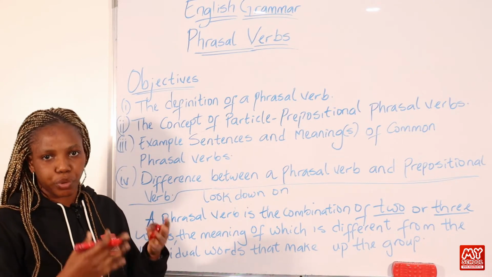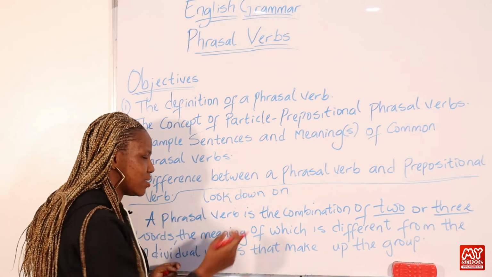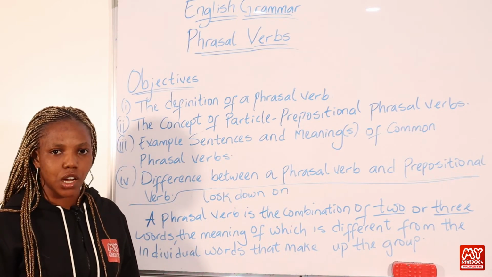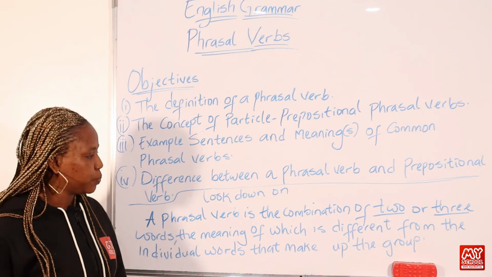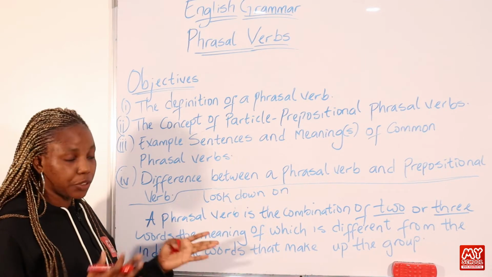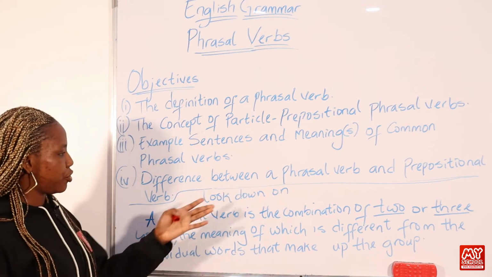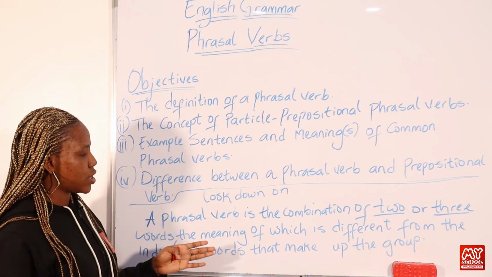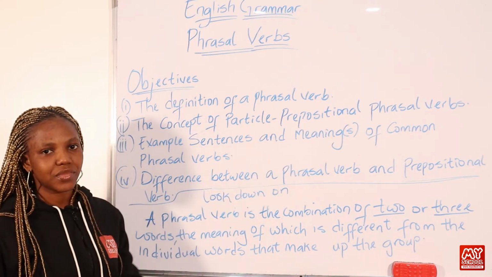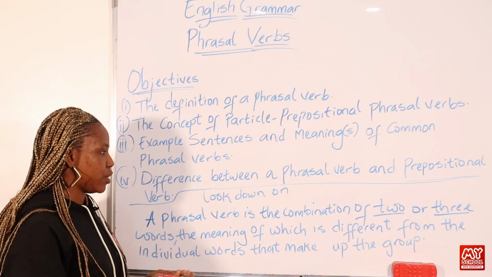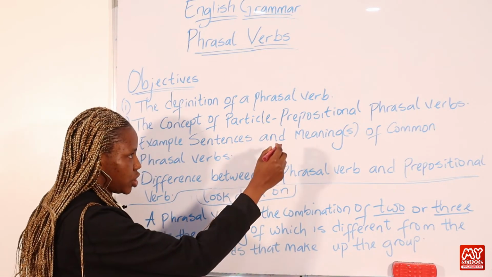So you feel that you're superior. Okay, you regard the person as inferior. That's what it means. But when you look at the words individually, they don't interpret the meaning I have just said. Okay, to regard someone as though the person is inferior. So we see look down on has a different meaning from the individual words that make up the group. Now this is a phrasal verb. Now this brings us to the concept of particle prepositional phrasal verb. This can be regarded as an example of a particle prepositional phrasal verb.